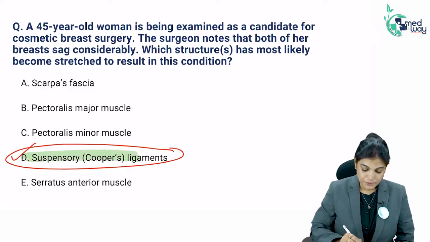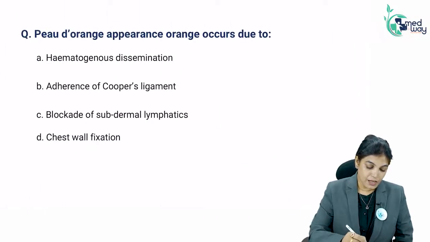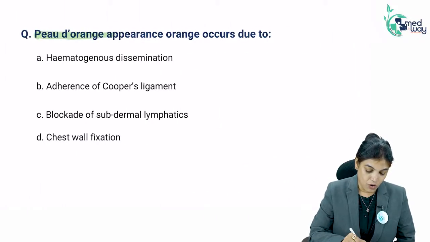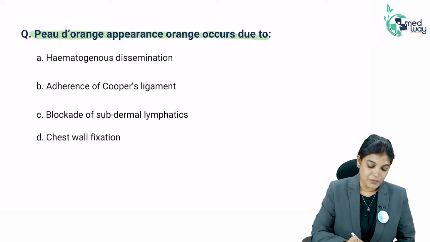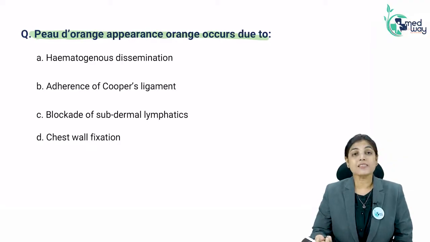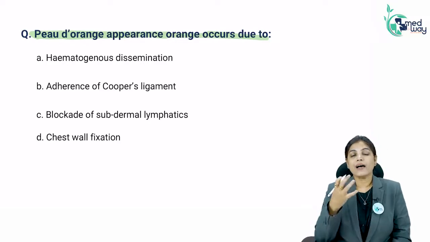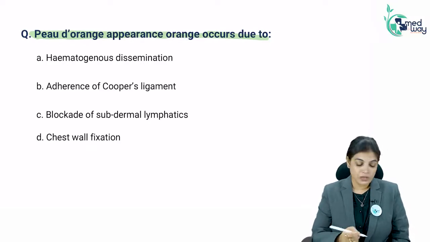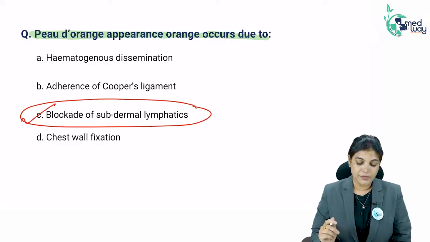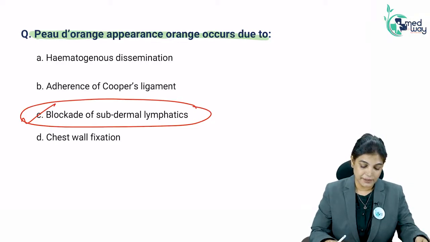As I already told you, the suspensory ligament of Cooper is the fibrous septa which gives support to the breast tissue, so it sags in old age. Now, the pitting orange appearance, the peau d'orange appearance of the breast, is due to which of the following reasons? Hematogenous dissemination, adherence of Cooper ligament, chest wall fixation, or blockage of subdermal lymphatics. As already discussed in the clinical aspect, there is blockage of the subdermal lymphatics. That is the reason there is a pitted appearance in the mammary gland or breast.